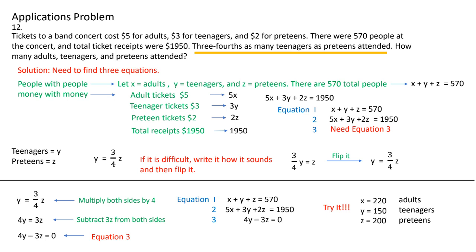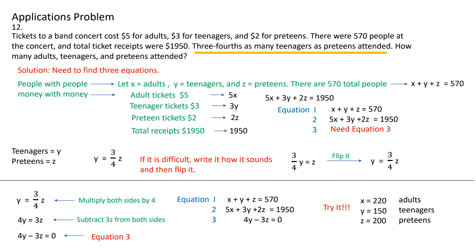And there are 570 people in the concert. Oh, that's the same process that we had before. If we say that X equals the adults tickets, Y the teenagers tickets, and Z the preteens or the children, that should equal the number of total people attended. So in this case it is 570. So our first equation is X plus Y plus Z is equal to 570.